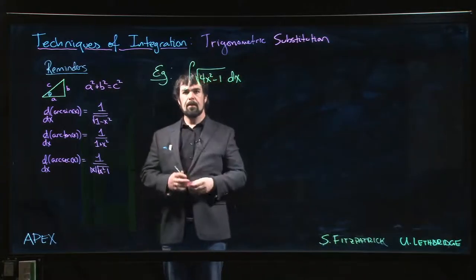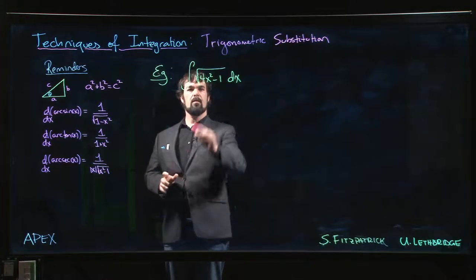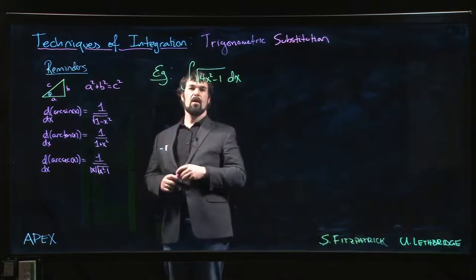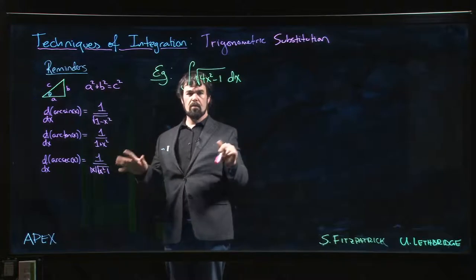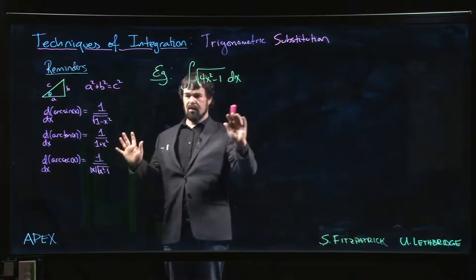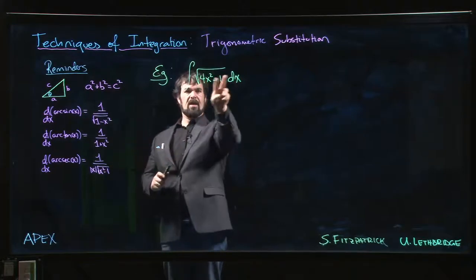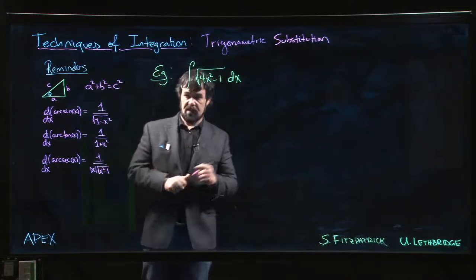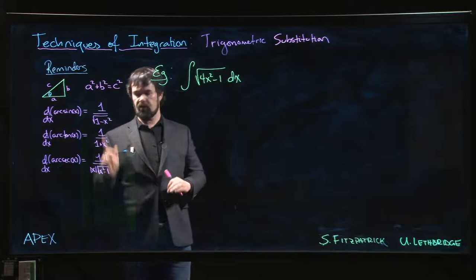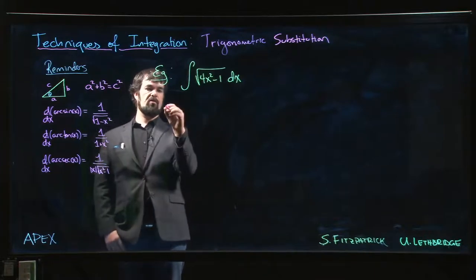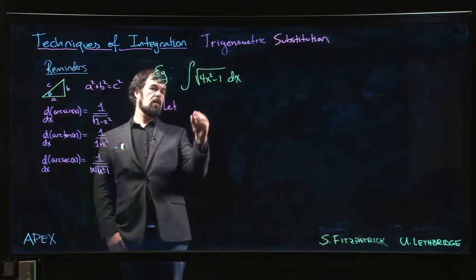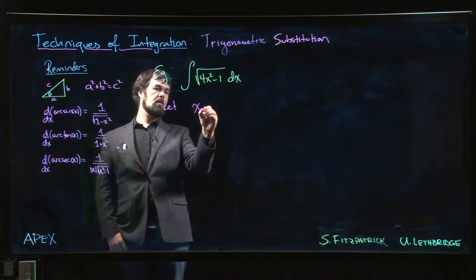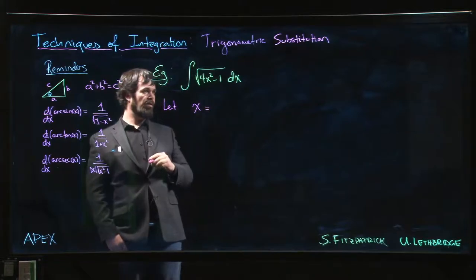Let's do our next example. For this one, we have 4x squared minus 1. So the 4 is not so important. I mean, it is, but as far as establishing our pattern, the x squared minus 1 corresponds to secant, right? If we look at the derivatives. So what we should do is let x be something in terms of secant.